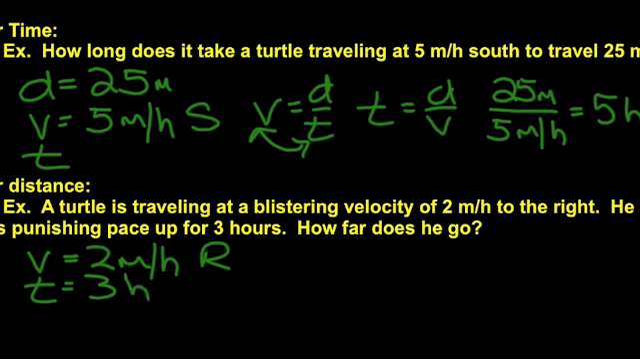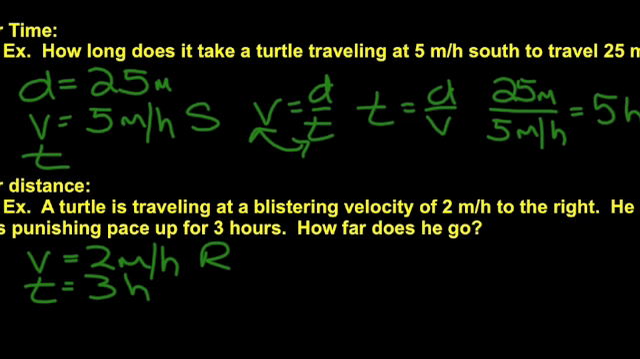Well, we have to use the same formula. Velocity equals distance divided by time. So we have, well, that one's actually not going to work for us, so let's erase that. Let's try a different one.